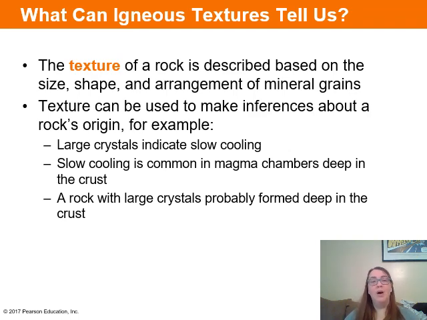So if we see a rock with these really large crystals, it's not only telling us that they cooled off and grew very slowly, but they also cooled off and formed deep underneath our crust. So larger crystals, again, just telling us slow cooling beneath the surface of the earth. Those are going to be our intrusive igneous rocks.